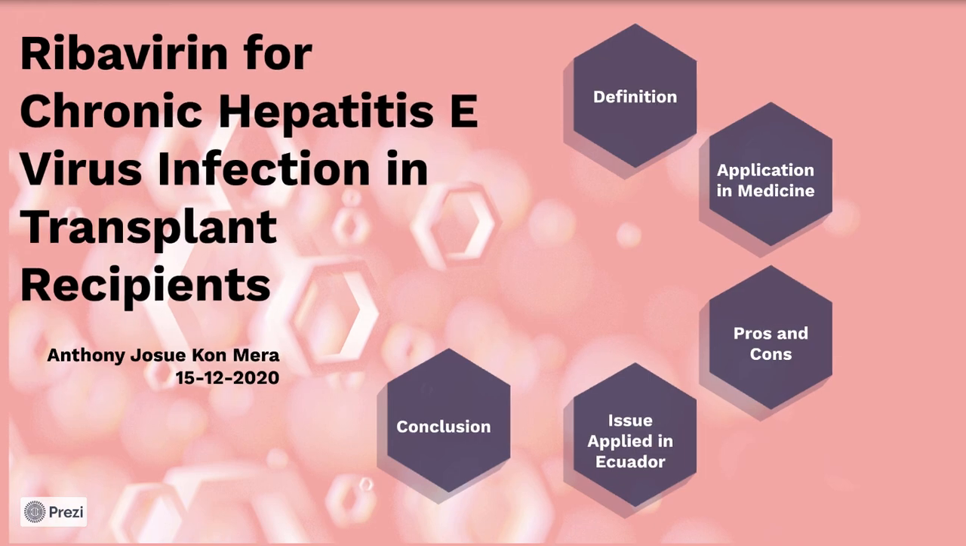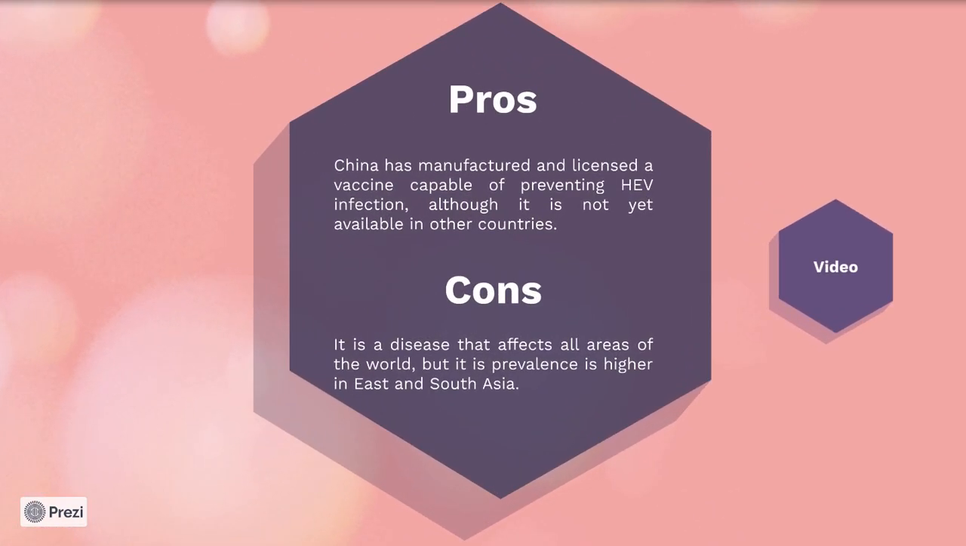Pros and cons. Pros: China has manufactured and licensed a vaccine capable of preventing HEV infection, although it is not yet available in other countries. Cons: It is a disease that affects other areas of the world, but its prevalence is higher in East and South Asia.